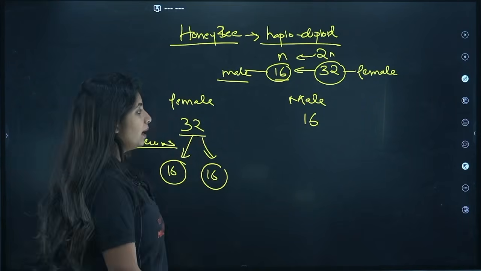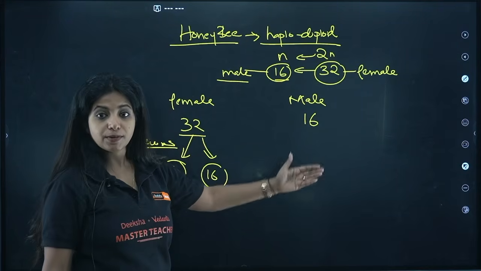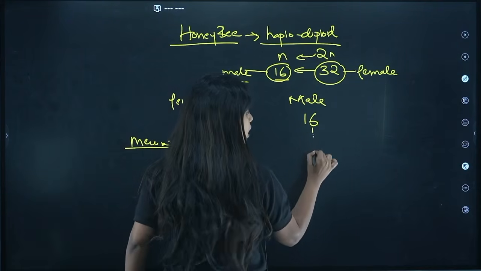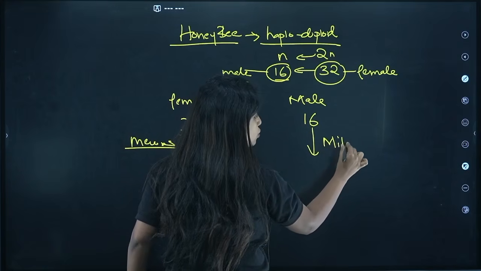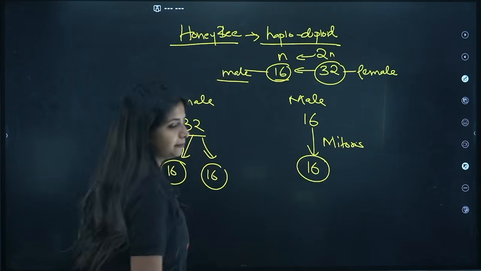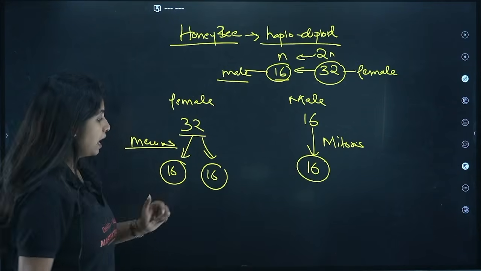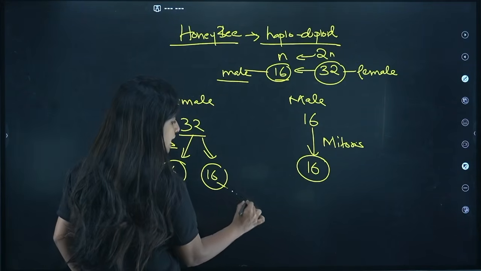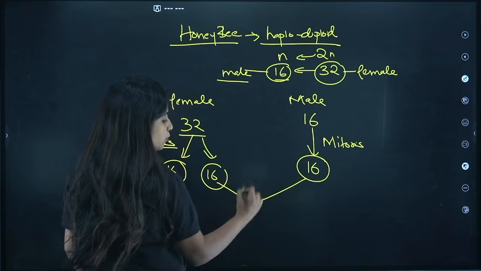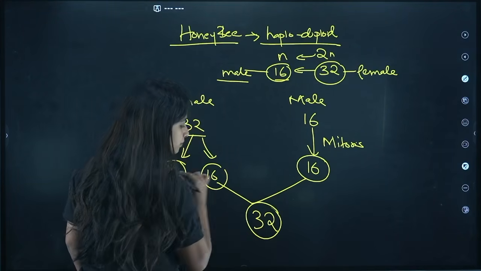Right? Male already has 16, so to form gametes, it cannot undergo meiosis because it will be half then. It rather undergoes equational division, which is known as mitosis. So here also the gamete has 16. Here it undergoes mitosis, here it undergoes meiosis. Now suppose the egg and the sperm fuse over here. 16 plus 16, you get 32.